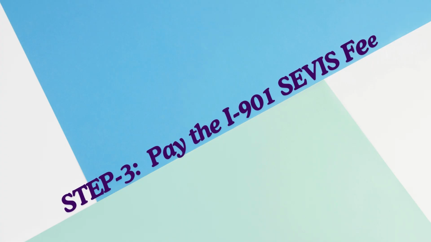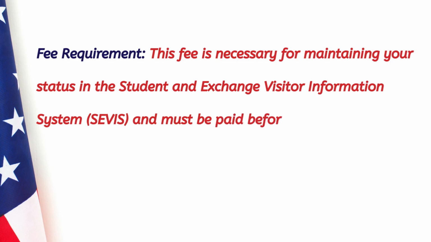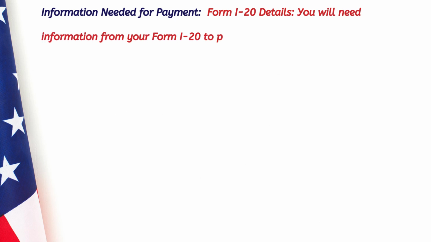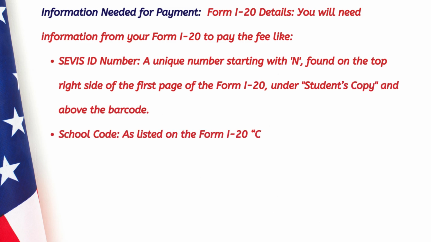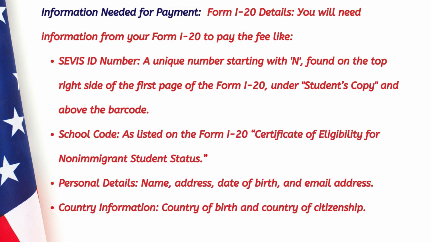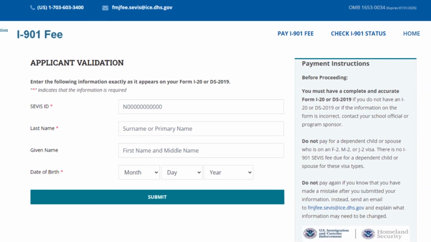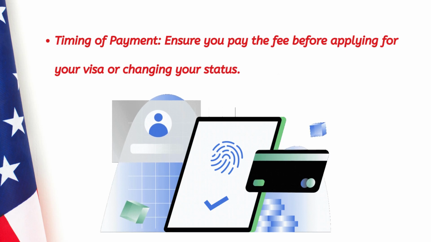Pay the I-901 SEVIS fee. Now, in order to pay the I-901 SEVIS fee, which is required to maintain your status in the Student and Exchange Visitor Information System, you need details from Form I-20. This includes your SEVIS ID number starting with N, which is found on the top right side of the first page of Form I-20. You will also need to provide your name, address, date of birth, and of course the school code. Ensure you pay the fee before applying for your visa or changing your status.